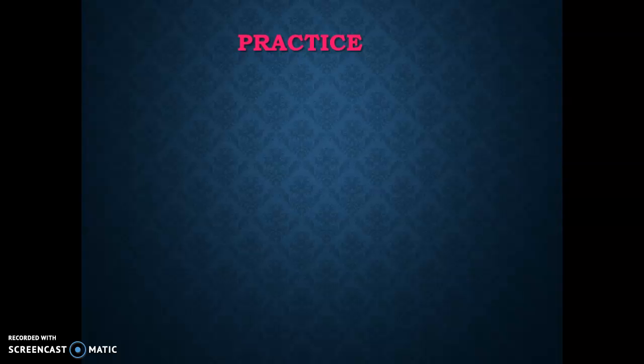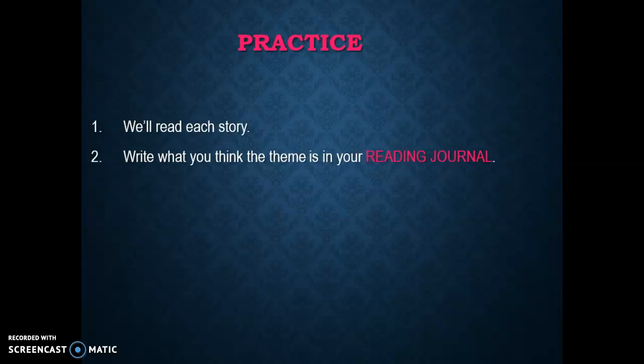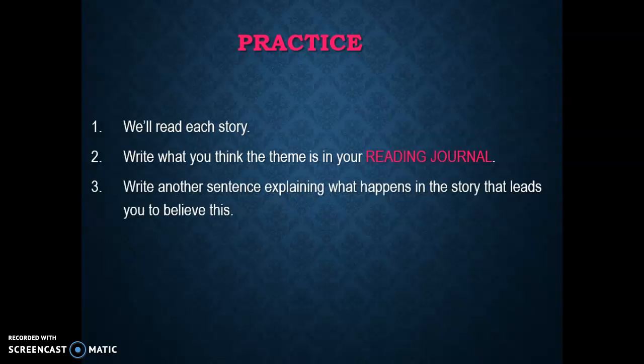So let's practice. We're going to read each story, and you are going to now take out your reading journal, and you're going to jot down very quickly. You're going to number them, scenario 1, 2, and 3, and you're going to jot down what you think the theme is in your reading journal, okay? And then you're going to add another sentence explaining what happens in the story that leads you to believe this. Please make sure that you guys are doing this because we are going to be sharing out, okay?